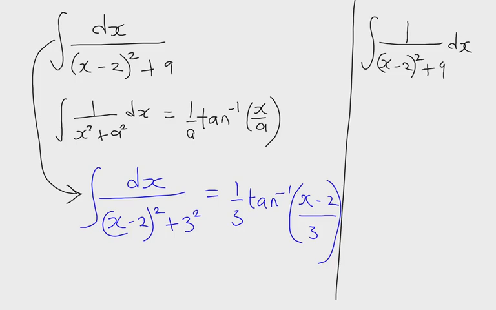So in this case, the variable is x, and minus 2 is added to x. So we just have x minus 2 here. Instead of having only x, we have x minus 2, and then divided by a, which is 3. So that's the answer to that. So we take more examples. But take note, a is a constant. In this case, 9 will be written as 3 squared.